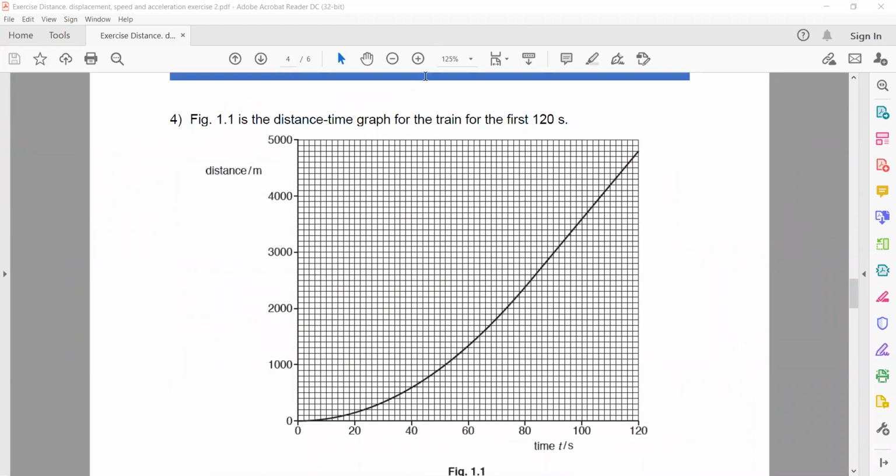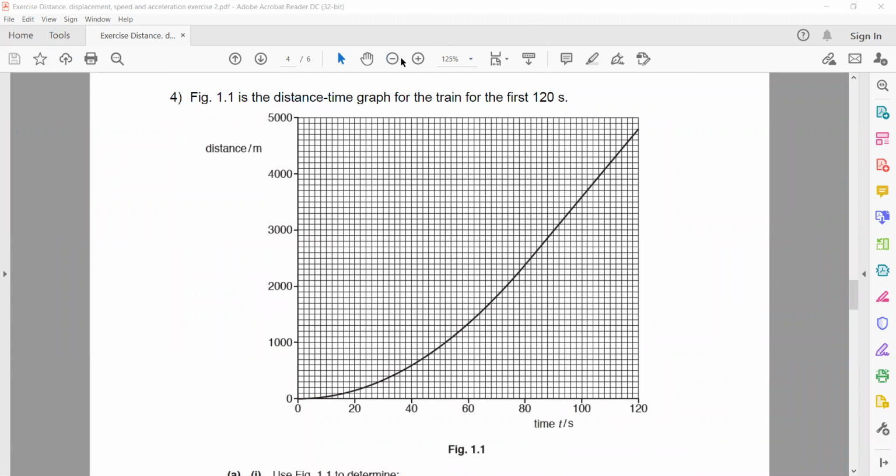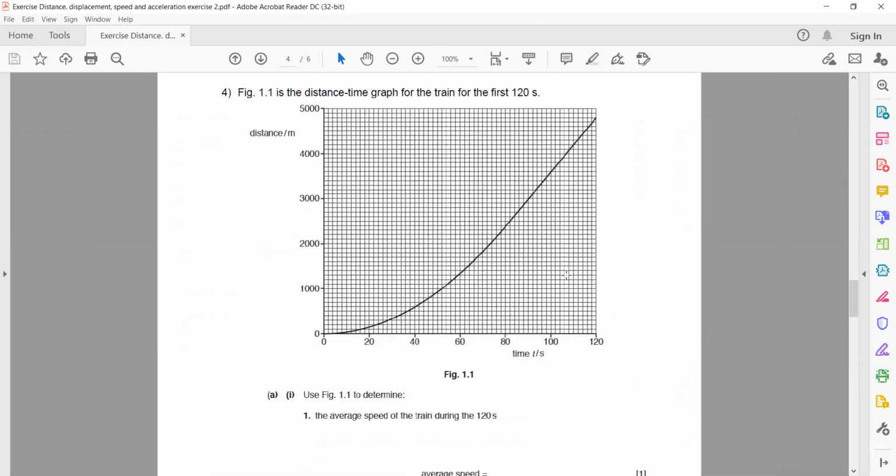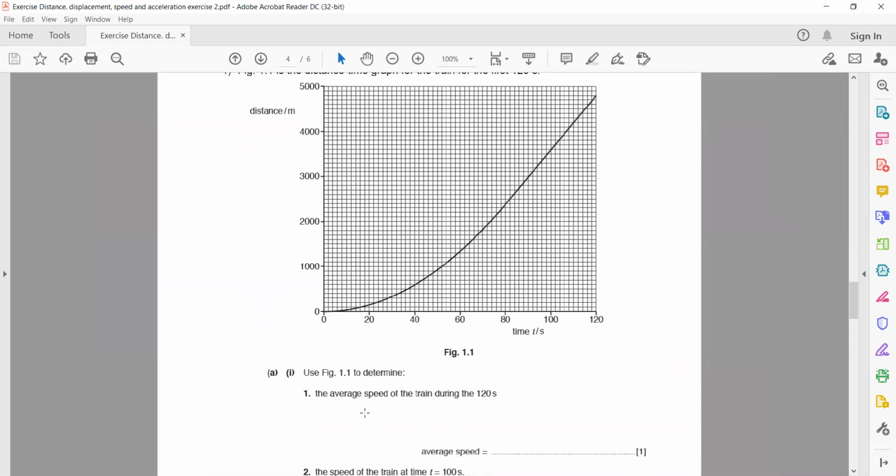In question 4, figure 1.1 is a distance time graph for a train for 120 seconds. So for 120 seconds, this train is moving. What is the average speed? So how to get the average speed?